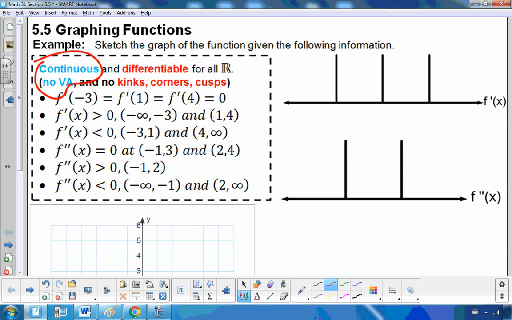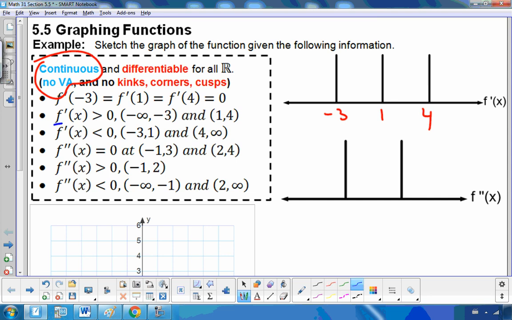Now, it's giving us information on the first and the second derivative, and that will be enough for us to graph everything. So the first derivative is 0 at -3, 1, and 4. So that means that I'm going to expect to see a max or a min at any of those points. To know whether there's a max or a min, I need to go to intervals of increase and decrease.